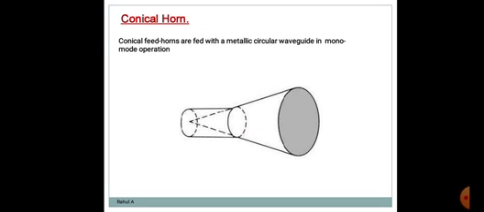Next, conical horn. The conical fed horns are fed with a metallic circular waveguide in mono mode operation. As the structure is similar to a cone, that's why the name given is conical horn. Its mode of operation is in the mono mode. That means it can operate either in the E field or H field.